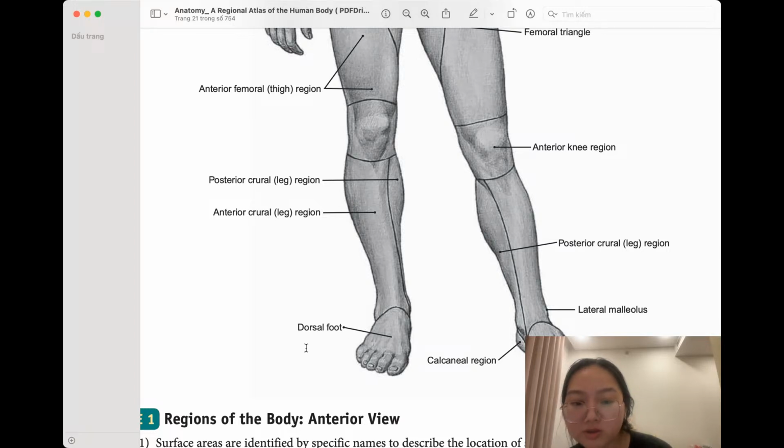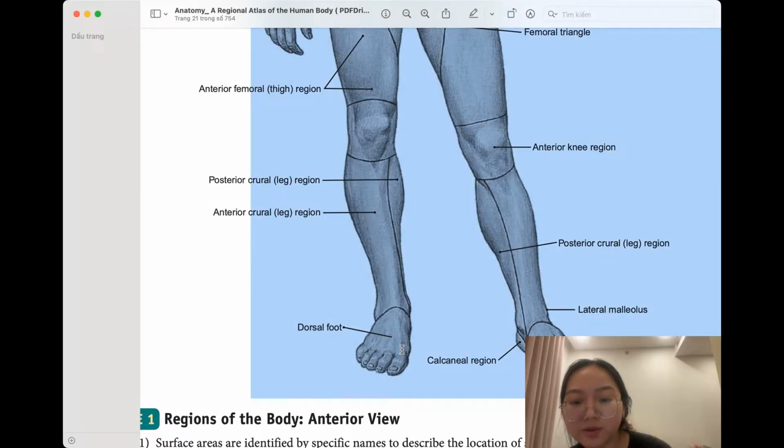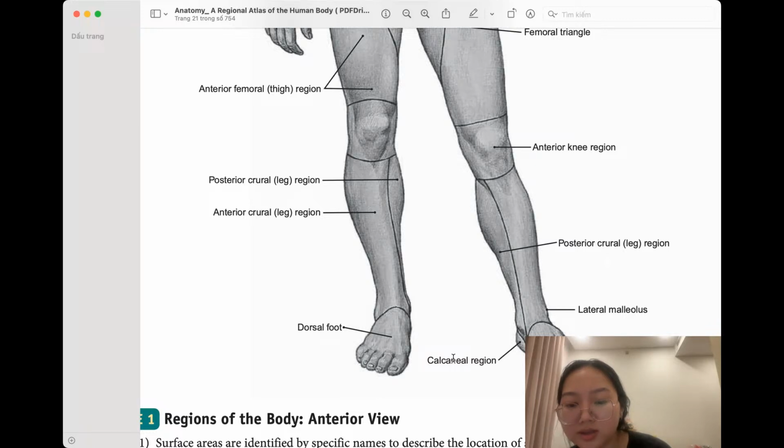And the dorsal foot. Dorsal foot is the upper side or the back of the foot. So we have the dorsal foot and the calcaneal, right? Calcaneus, calcaneal is the adjective for calcaneum. The calcaneus is the large bone forming the heel, and it articulates with the cuboid, a bone of the foot, and the talus. I don't really know how to call this one, but calcaneal is the largest bone of the foot.